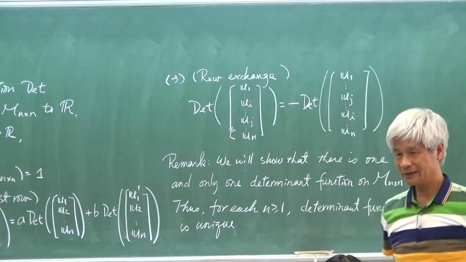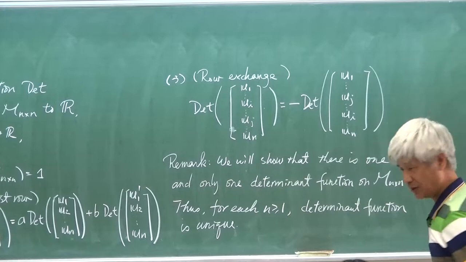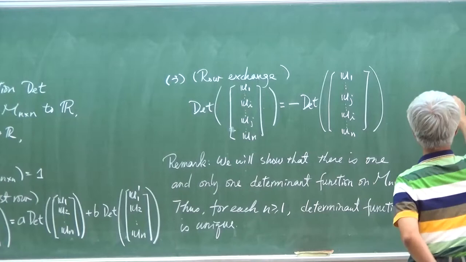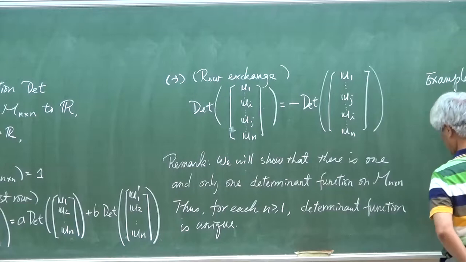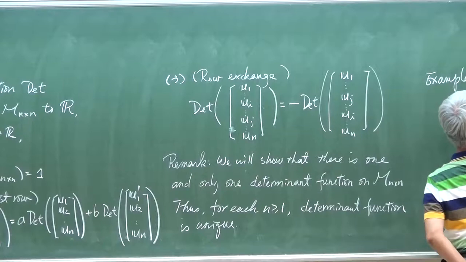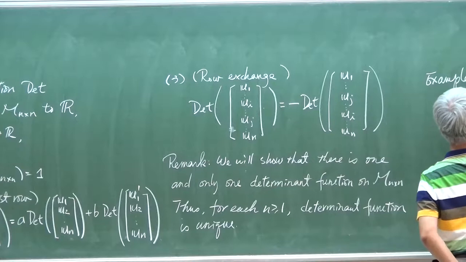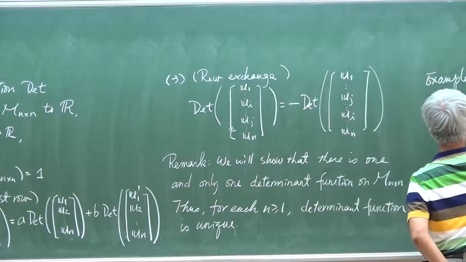Yeah, it just changes the sign. Let me take an example. Define the determinant of the matrix A, B, C, D as AD minus BC.